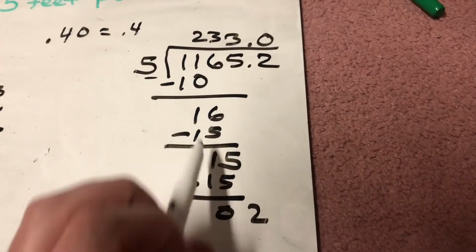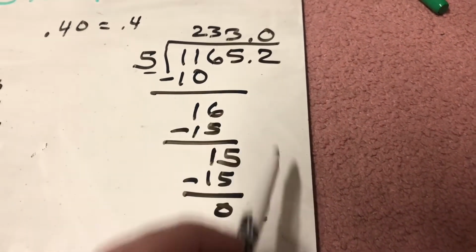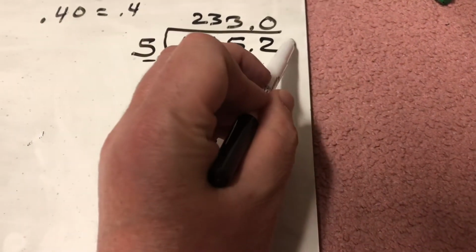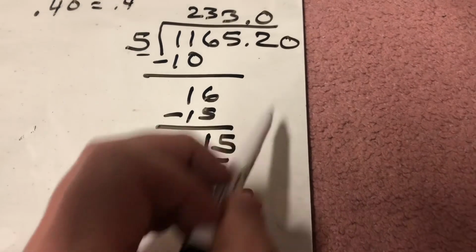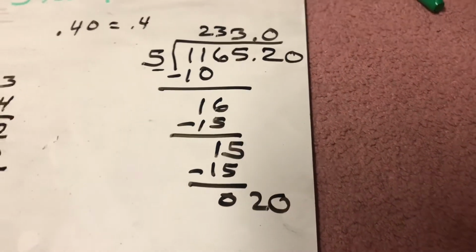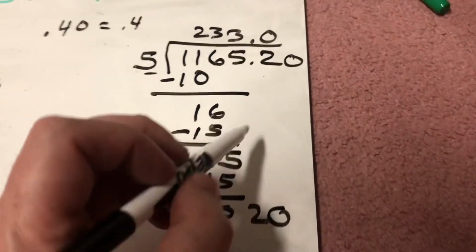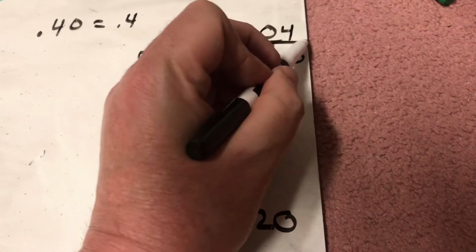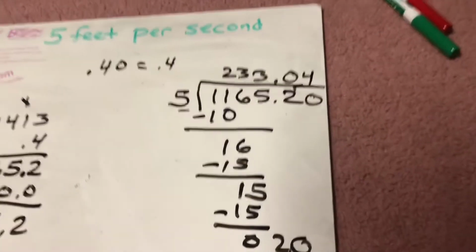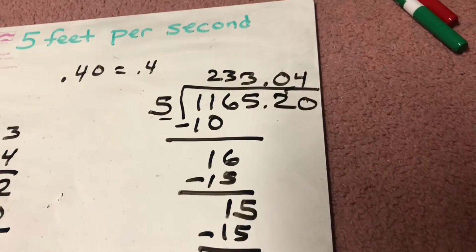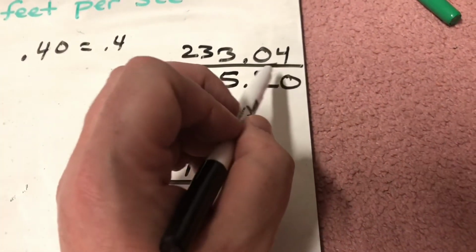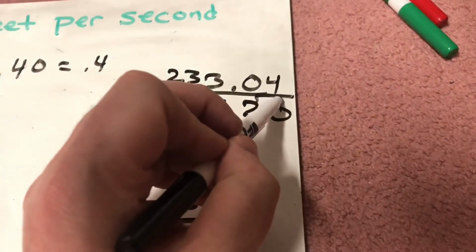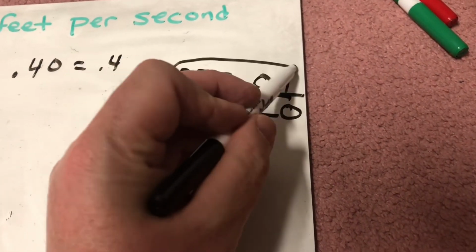And as long as I remember to put a 0, I can just bring down the next number. But there is no next number. So I have to add a 0 because I can't end up with a remainder. Bring that 0 down. And now I know that 5 can go into 20 4 times. And I know there's none left over because 5 times 4 is 20. At a speed of 5 feet per second, it will take you 233 and 4/10 seconds to run around.